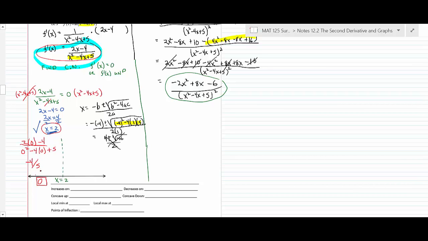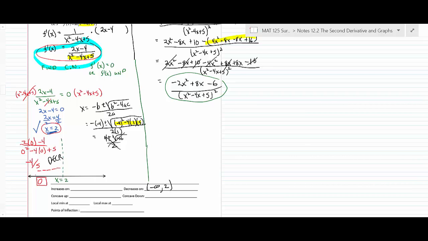Now, what does that mean if the first derivative is negative? Decreasing. Means the function's decreasing, right? Okay. So we know that we're decreasing. So we can go ahead and write down that we are decreasing from where to where? Negative infinity to 2. So we know that without a doubt.